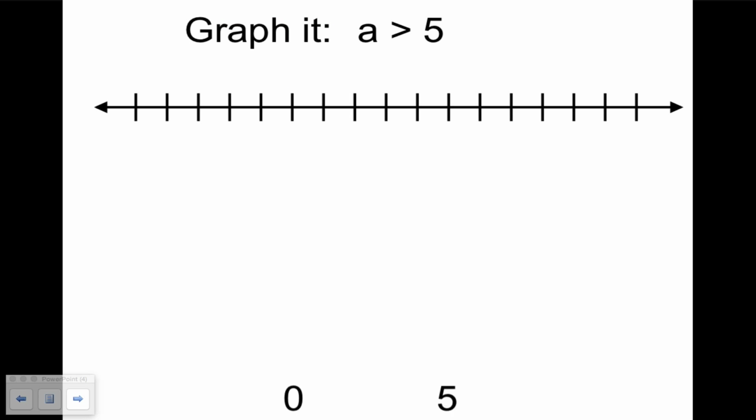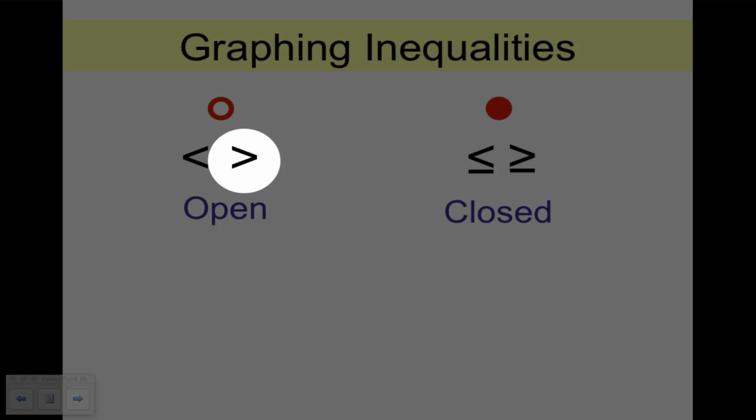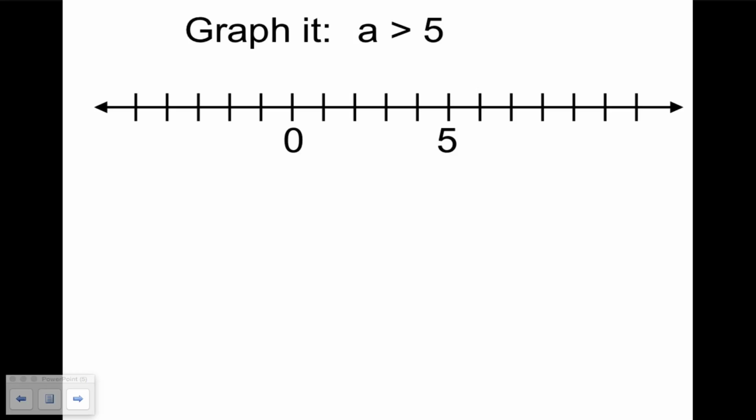When we graph it, because a is not equal to 5, the circle will remain open. So we put an open circle on the border point of 5, and it's all the numbers greater than 5. That's going to the right, and it continues forever.